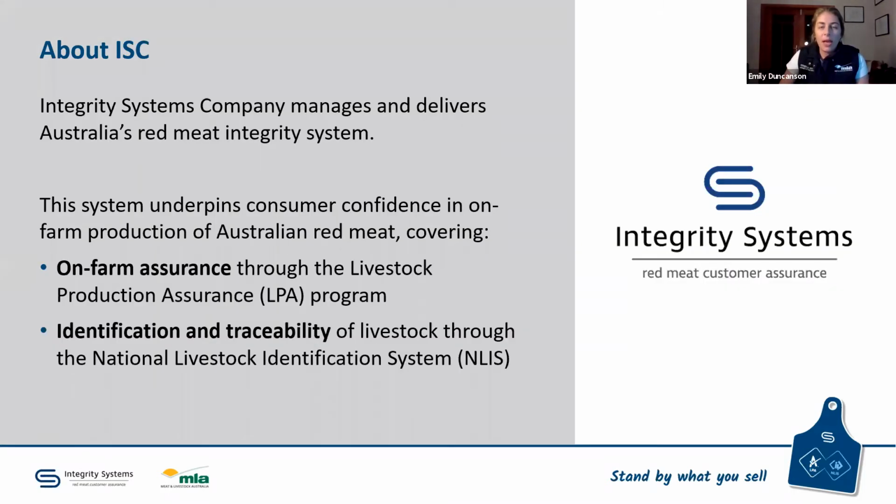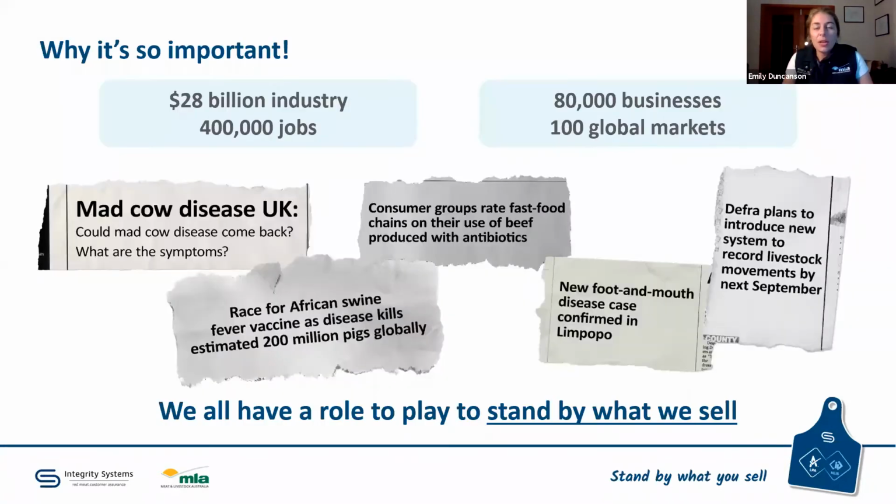If we then look at Integrity Systems Company, we manage and deliver the red meat integrity system. The integrity system underpins consumer confidence on farm and among all of our consumers around the world. Obviously, it ensures that the red meat product you all produce is safe and that we can trace that product when required. Collectively, the two systems that make up the integrity system, LPA and NLIS, which you can see on your screen, underpin our livestock selling system and give confidence to buyers, retailers and consumers.